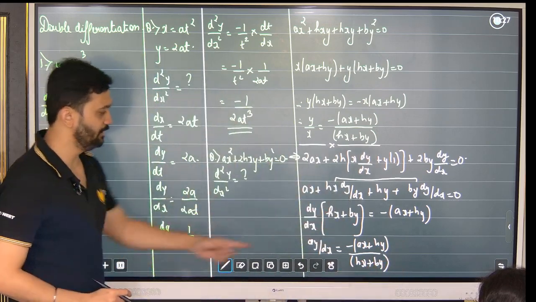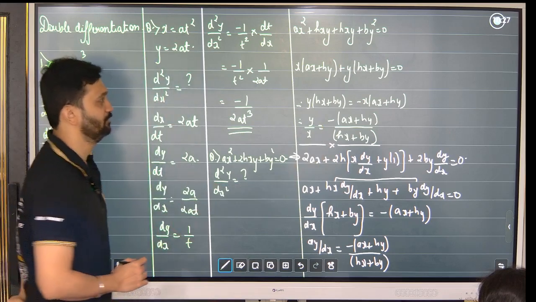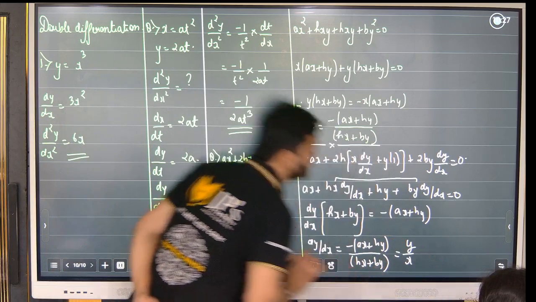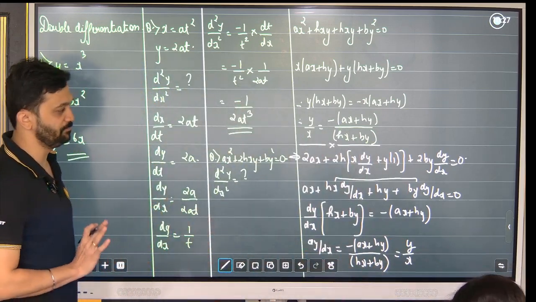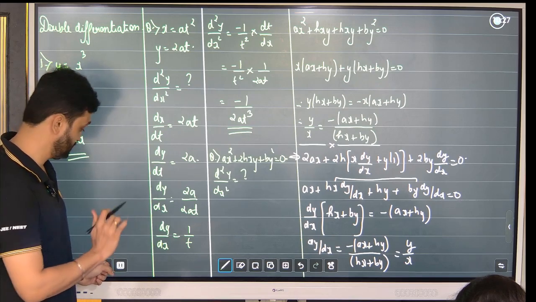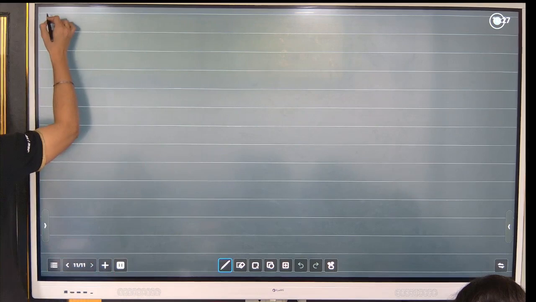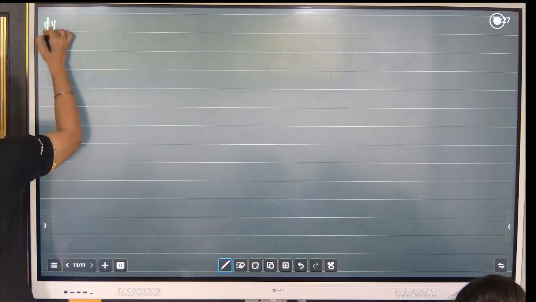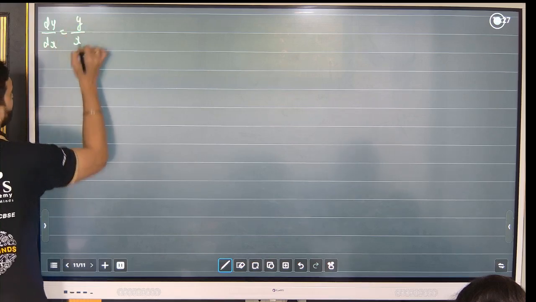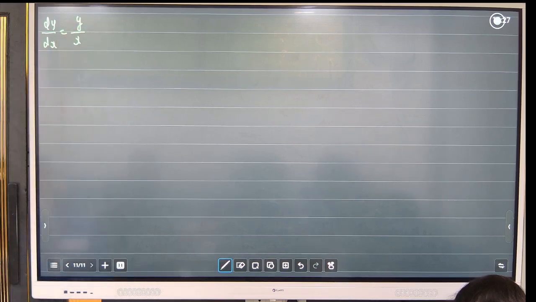Guys, what is the value of this actually? y by x. This is y by x. Now since I've got this value as y by x, dy by dx is y by x. You can take it as a remark, you can take it as a sum. Guys, if you get your first derivative as y by x, your second derivative will always be 0.